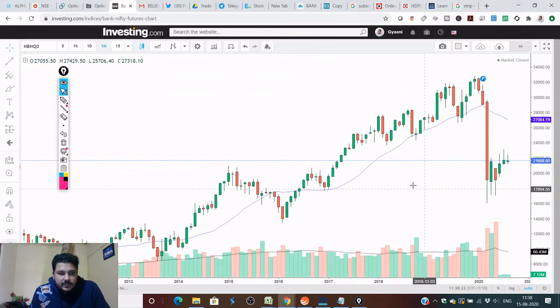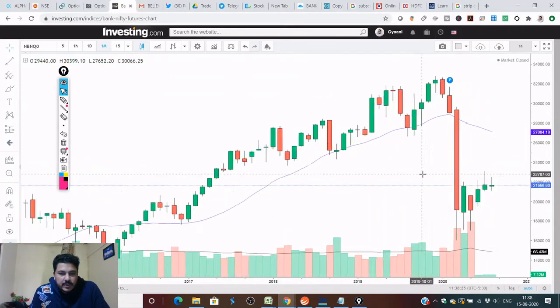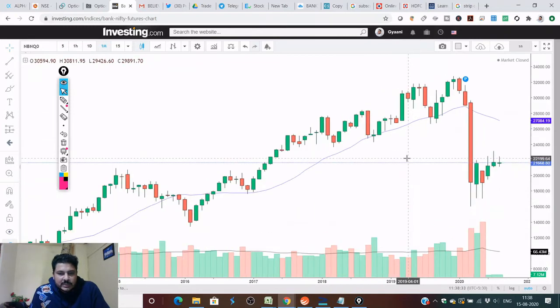So we are on a Banknifty chart now. Today we are going to analyze Banknifty based on our two key moving averages. One is the 20 moving average and another is the 200 period simple moving average. So let's keep it simple and see what we can analyze.